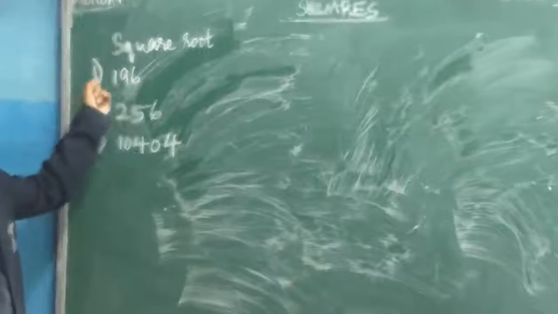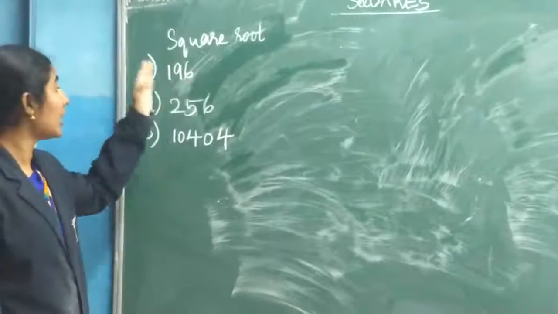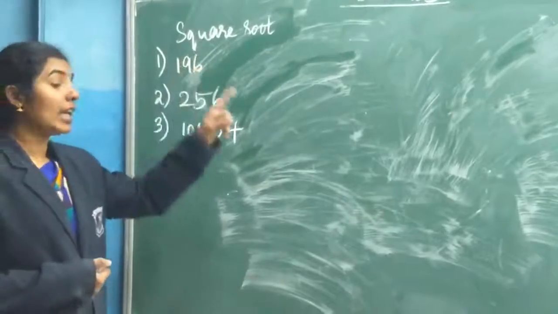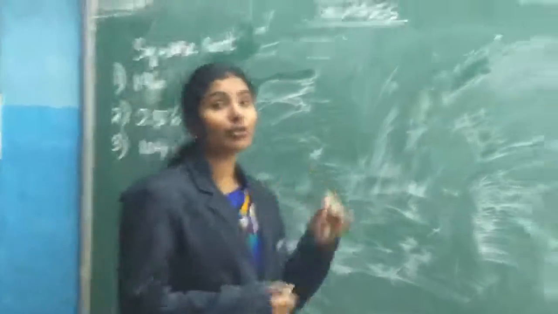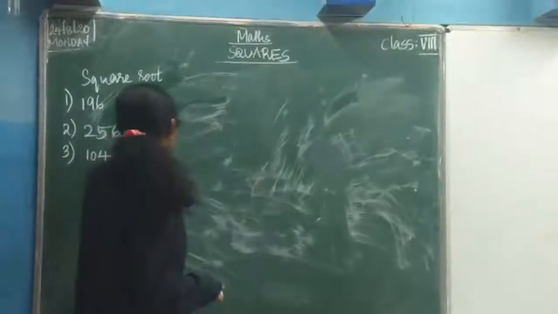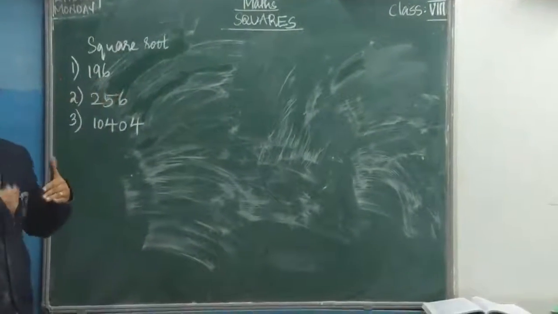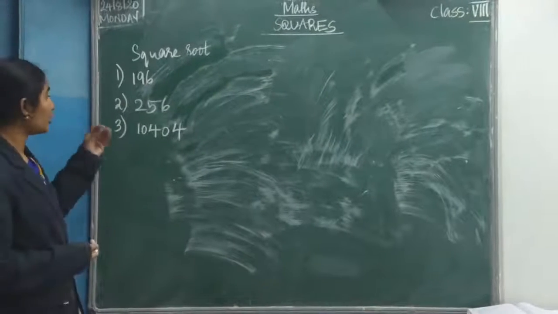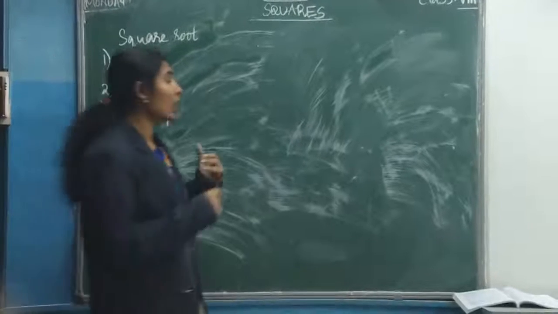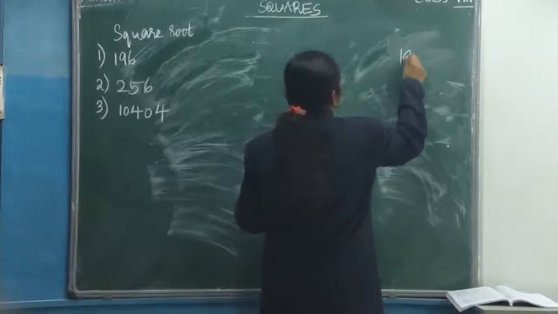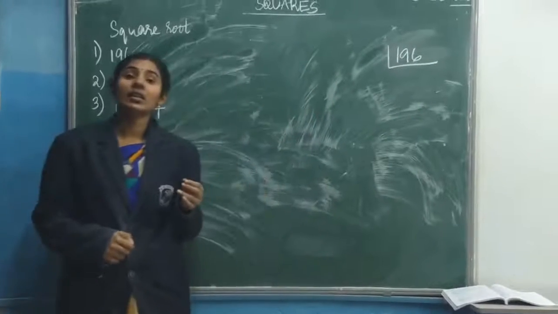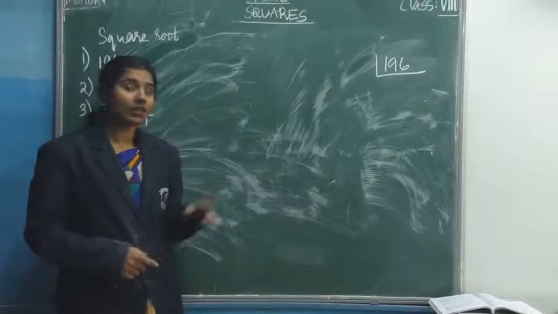Now we should find the square root of each number. The first number they have given is 196. So how to find its square root? In the question they have said you should find the square root by factorization. How to factorize a number?